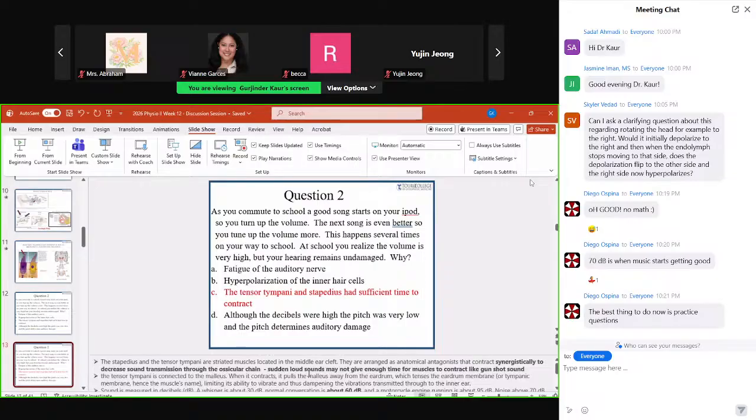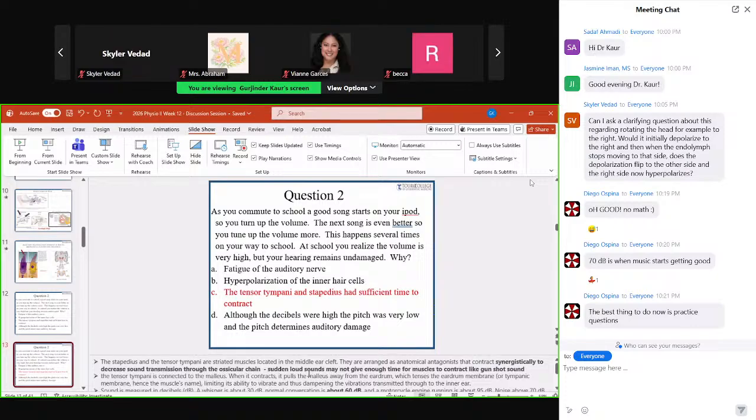It's not hyperpolarizing. Hyperpolarizing means that it's moving away from the kinocilium. That would be your other side of the ear, where the hyperpolarization has taken place. And this is all happening during the motion of turning your head left and keeping it left? Yeah. Okay, sounds good. Thank you. You're welcome.